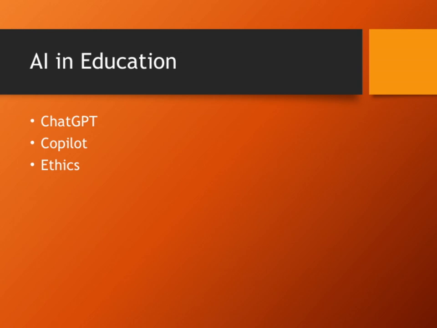Moving on, ethics play a crucial role in how we develop and deploy these technologies. It's important to consider questions about bias, privacy, and the societal impacts of AI. Ensuring ethical practices helps us build trust and create AI that benefits everyone.